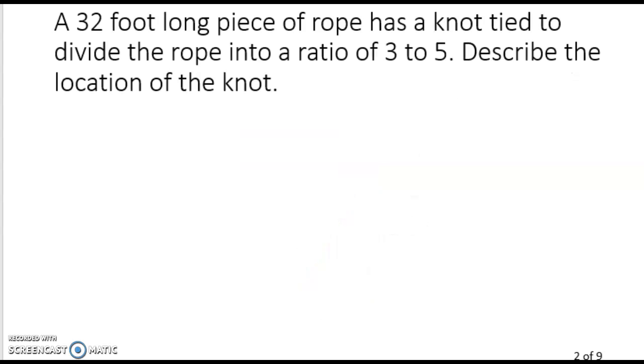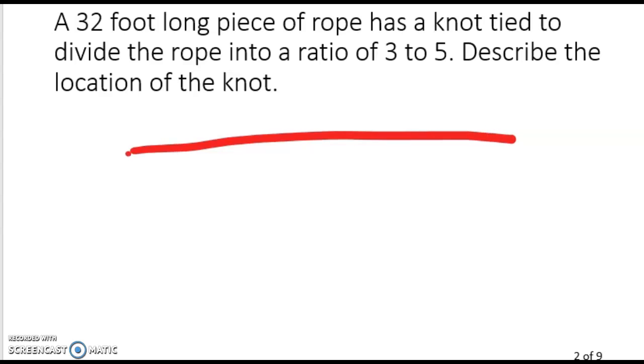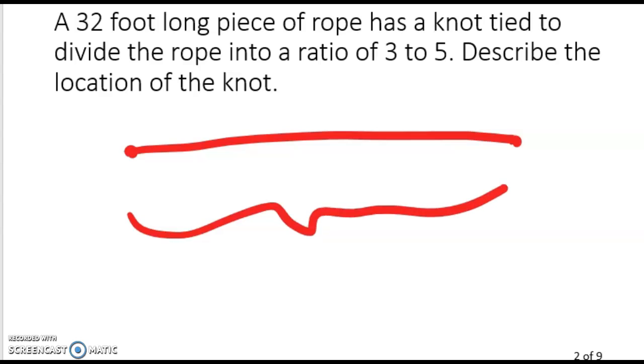So the first thing I want to ask you is you have a 32-foot long piece of rope. And we tie a knot to divide the rope, and we want it to be in a 3-to-5 ratio. So it's kind of like that Atlanta to Pittsburgh idea, but you have your rope, the whole thing is 32 feet long. Okay, so you have two endpoints to your rope, and the whole thing is 32. Think about how would you make it in a 3-to-5 ratio.